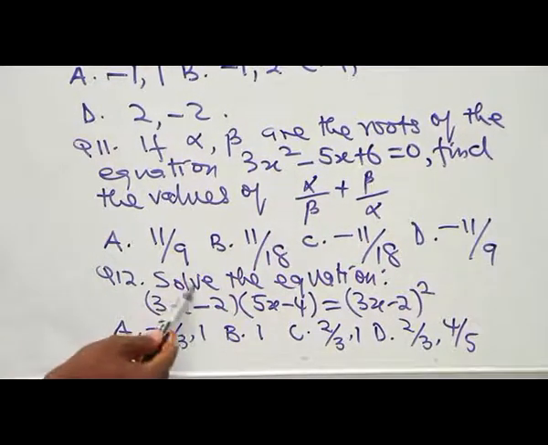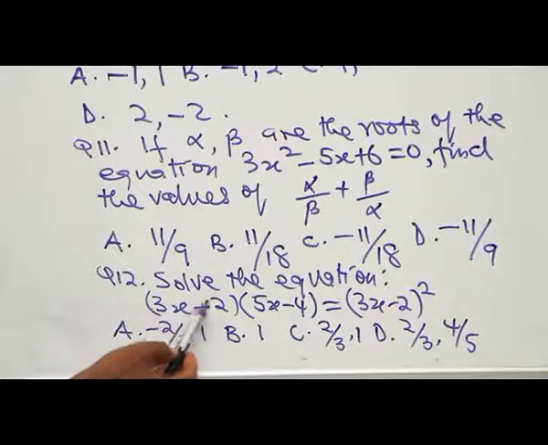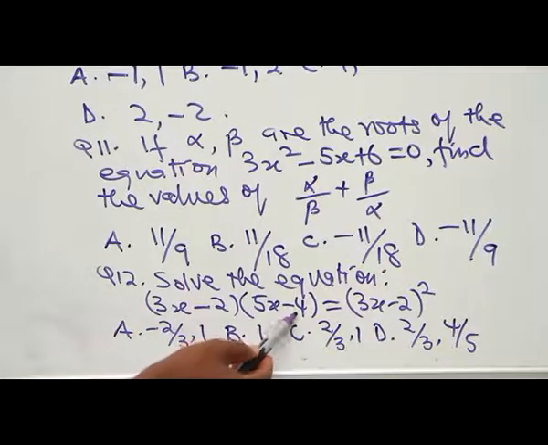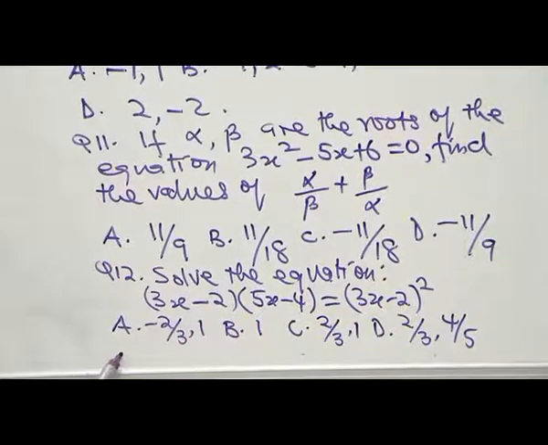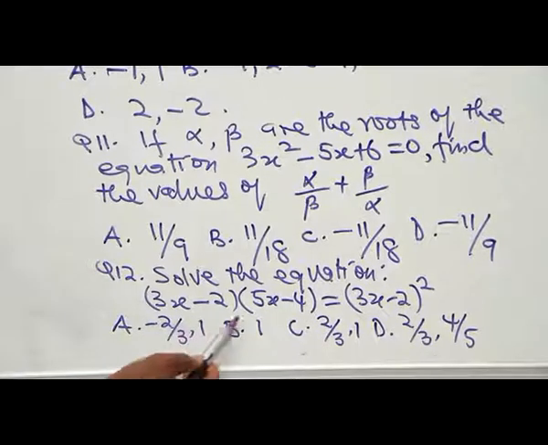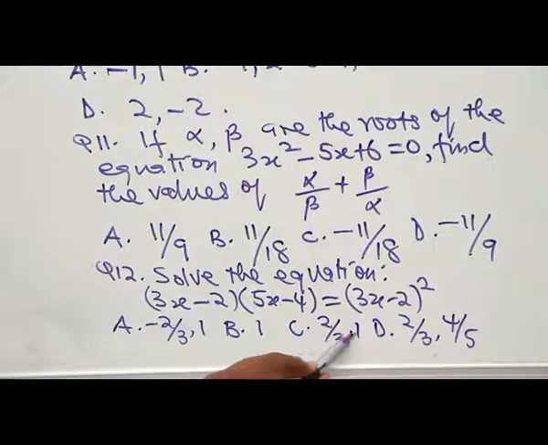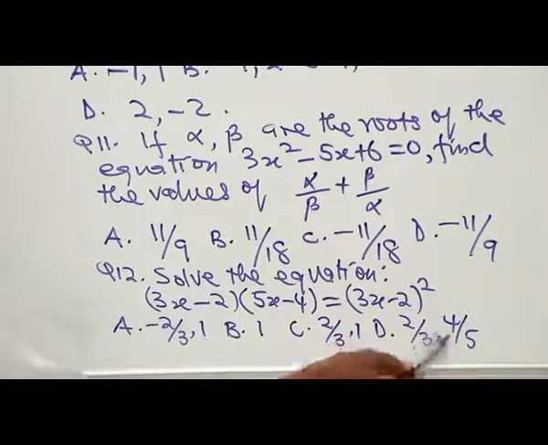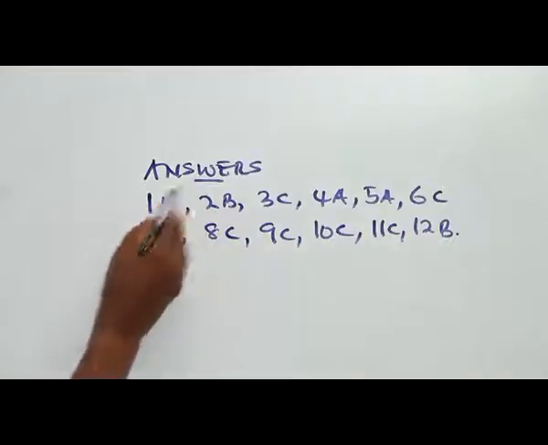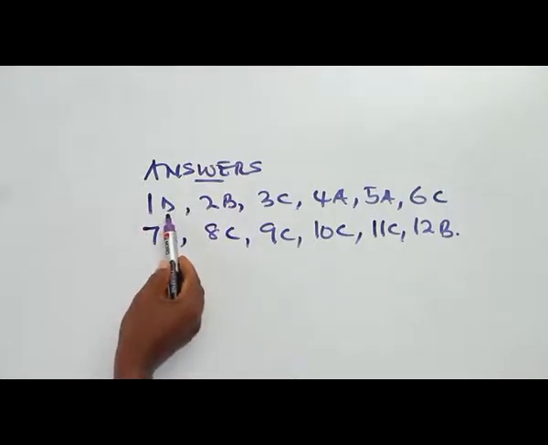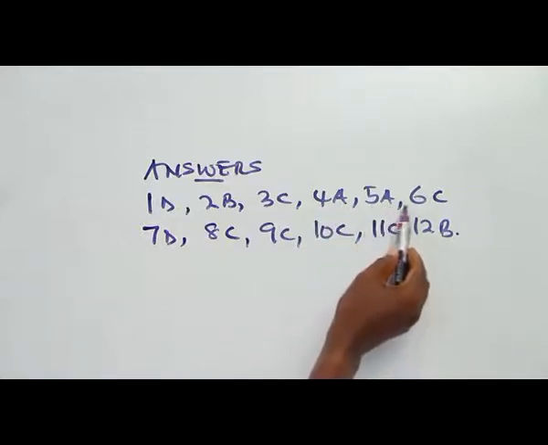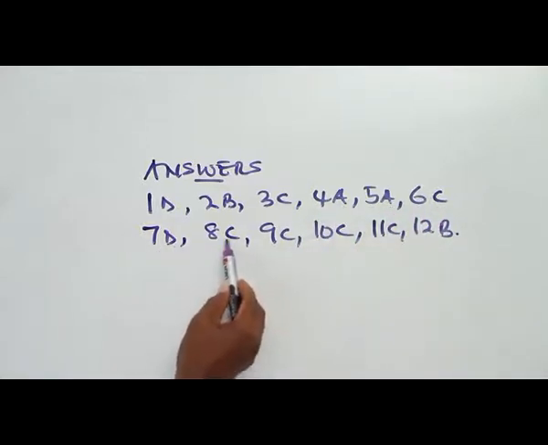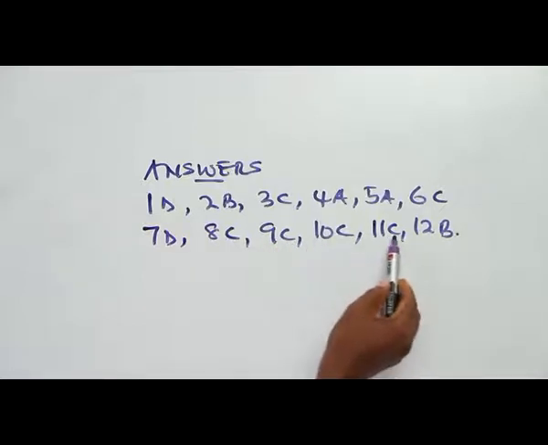Question number 12. Solve the equation 3s minus 2 into 5s minus 4 equal to 3s minus 2 all squared. A, minus 2 over 3, 1, B, 1, C, 2 over 3, 1, D, 2 over 3, 4 over 5. Answers. Number 1, D, 2, B, 3C, 4A, 5A, 6C, 7D, 8C, 9C, 10C, 11C, and 12B.